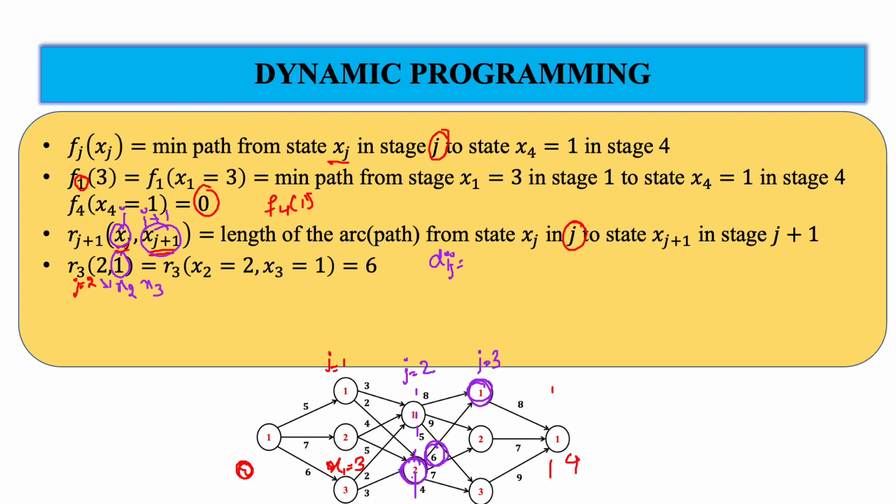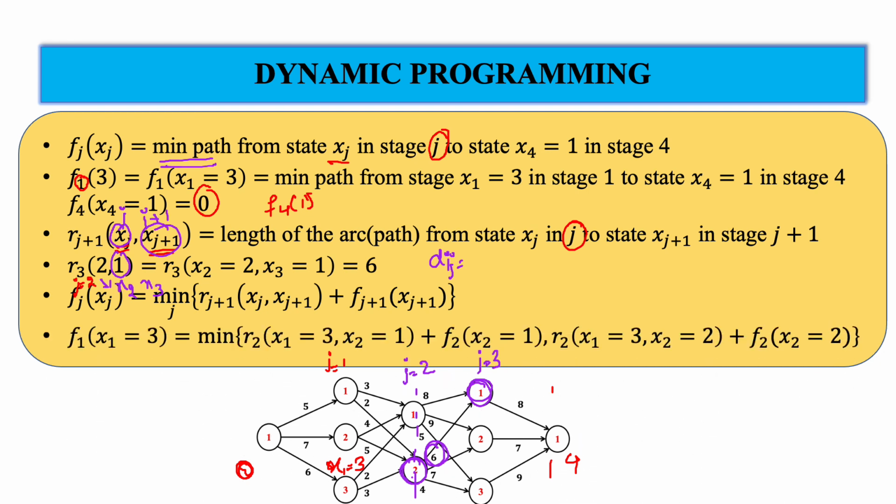Now we have to find out what is fj xj. This minimum path, how can we calculate it? As we have seen, it's the minimum length from any state in the jth stage to the final state. Suppose you want to find out f1 x3. So state 3, basically we are talking about state 3 in stage 1. So the minimum distance, how can you write it? I will just clear all the things once.